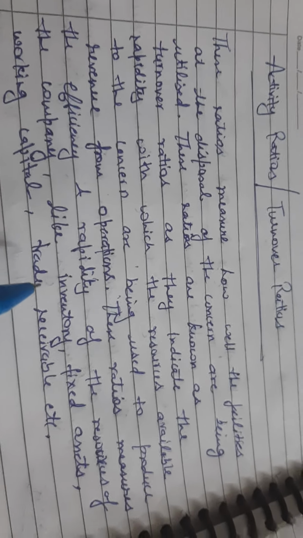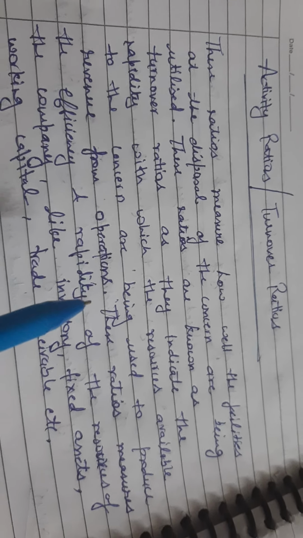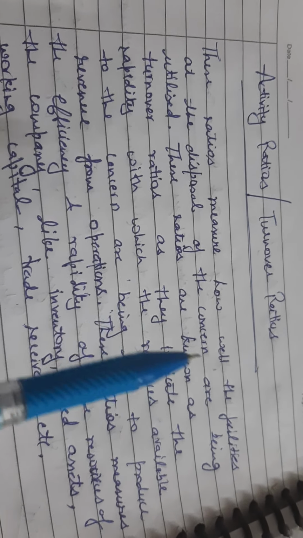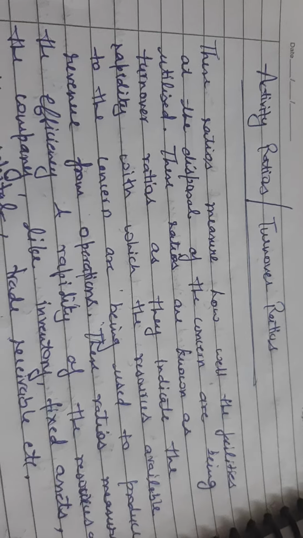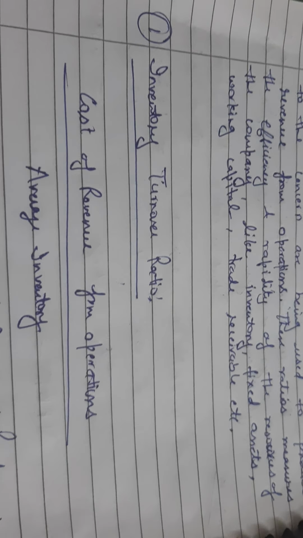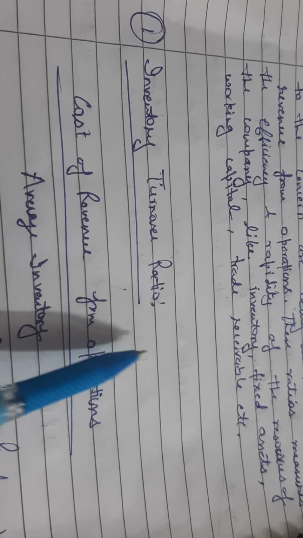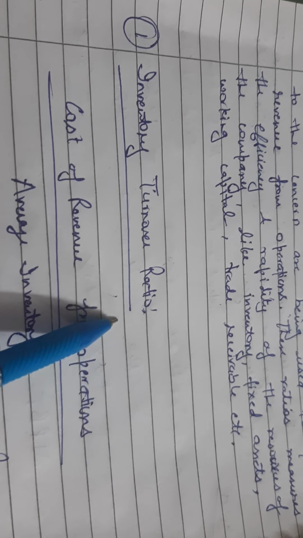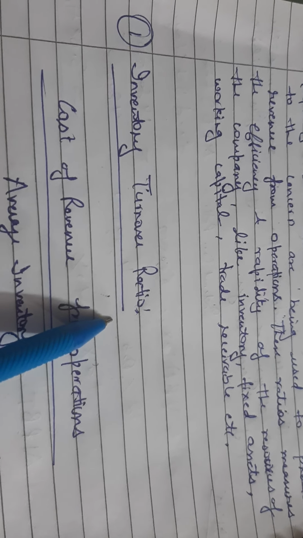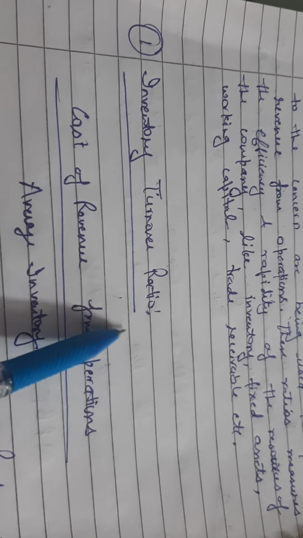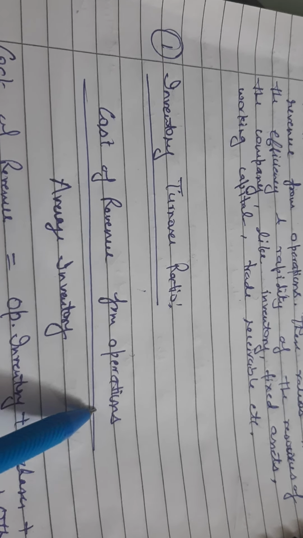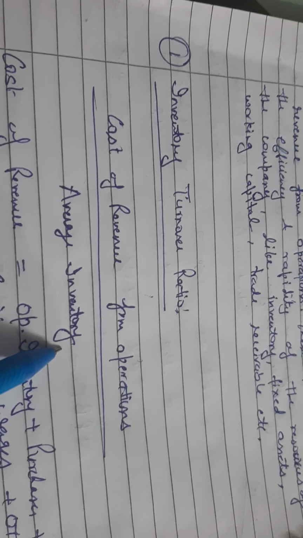So for this we will calculate by the activity ratio, which is also called the turnover ratios. Now the formula of this inventory turnover, the first ratio, we have inventory turnover ratio. In inventory turnover ratio, the formula is cost of revenue from operation divided by average inventory.